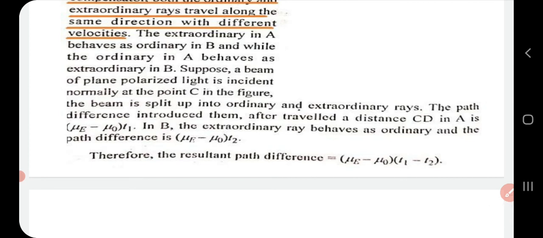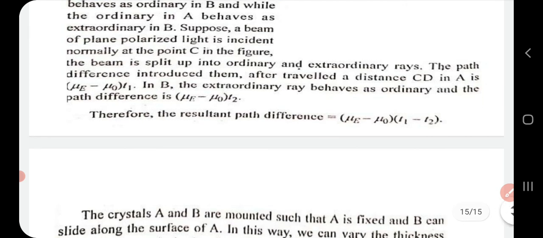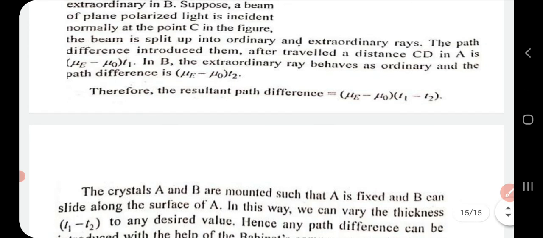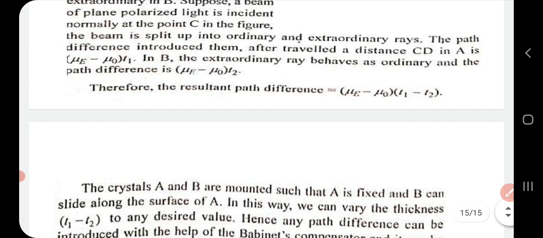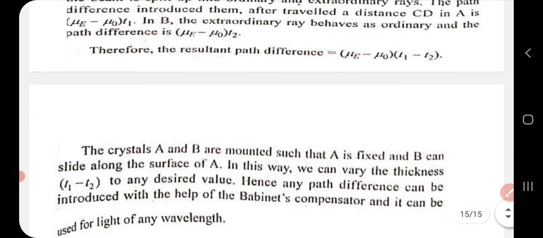What will be the path difference introduced between them after passing through the distance CD? It will be (mu e minus mu0) into T1. In the case of section B, the extraordinary ray will behave as the ordinary ray and the path difference will be (mu e minus mu0) into T2. Therefore, the resultant path difference will be (mu e minus mu0) into (T1 minus T2).